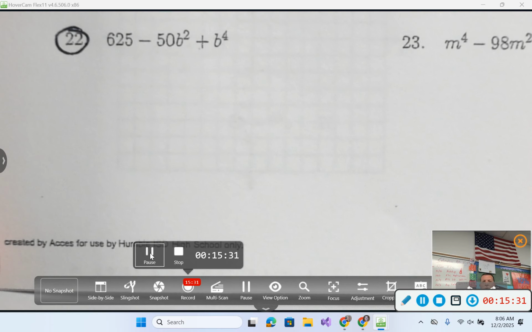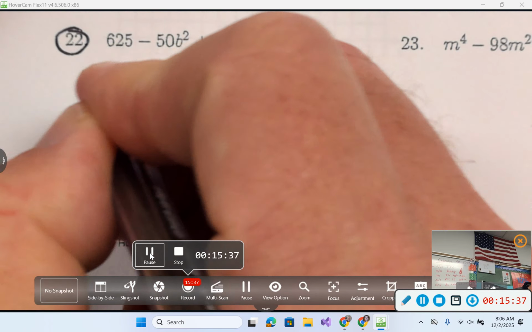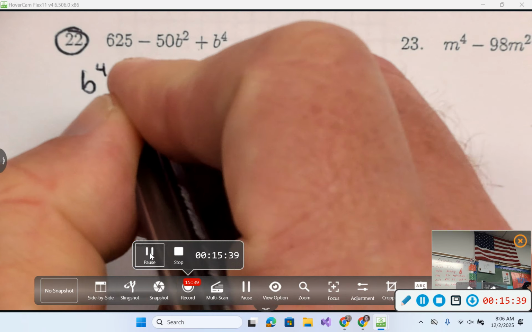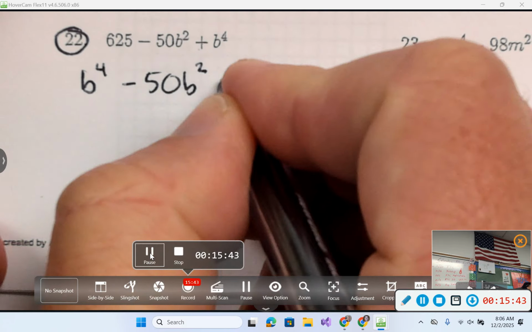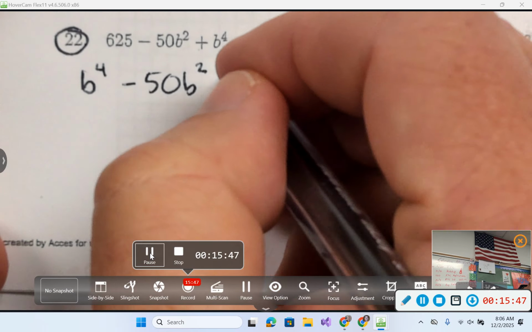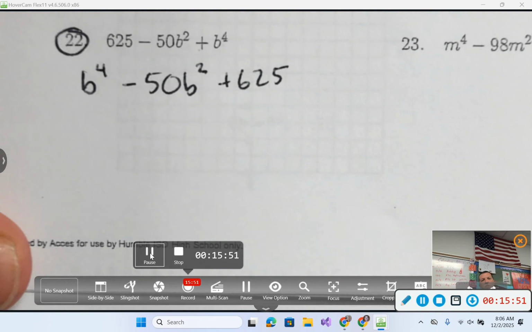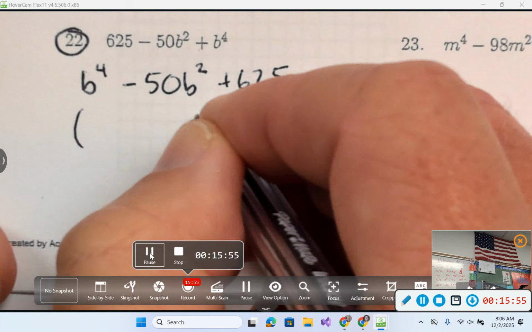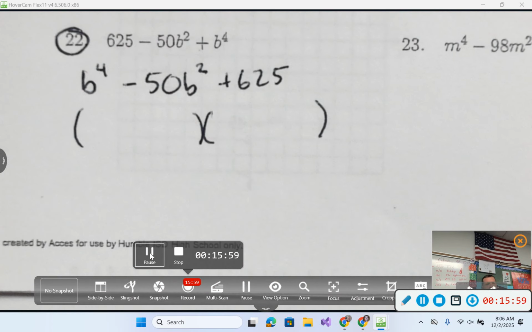Well, you're allowed to rewrite things in a different order as long as you keep their signs with the right spot. So I'm going to rewrite this as b to the fourth minus 50b squared. What's the sign of 625 going to be? Plus. So still big numbers, but at least that looks better. Three terms, so I'm pretty sure it's going to factor like that.